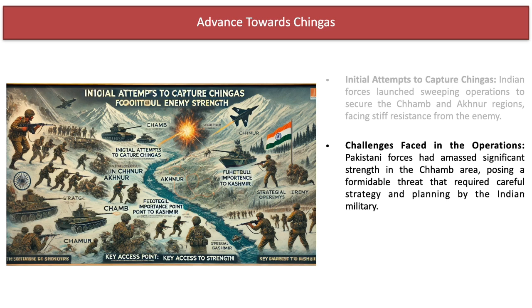Intelligence gathering became a key component of this strategy. The Indian army conducted extensive recce missions to identify enemy strength, weaknesses, and potential points of attack. This information was crucial for planning their operation, allowing them to target specific areas where they could achieve a breakthrough.